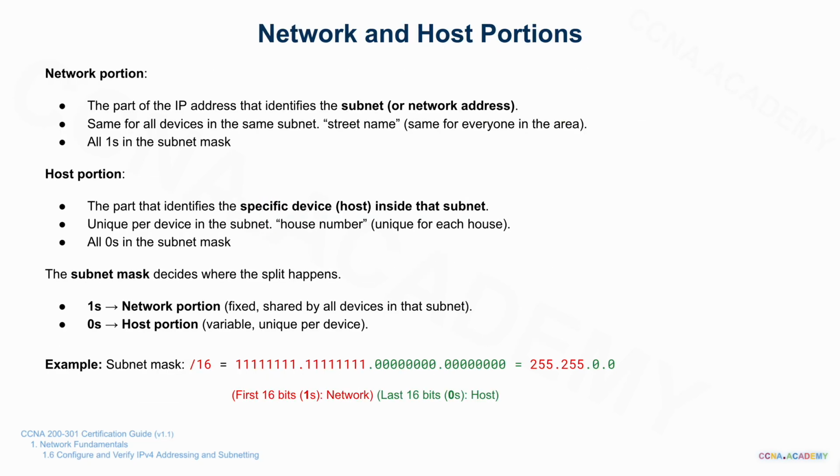The network portion identifies the subnet. It's the same for all devices in that network and shown as 1s in the subnet mask. The host portion identifies the specific device. It's unique for each host and shown as zeros in the subnet mask. Think of it like a street name and a house number. The subnet mask decides where the split happens. 1s mark the network part, and zeros mark the host part. For example, for a /16 subnet mask, the first 16 bits or 1s define the network, and the rest identify the hosts.